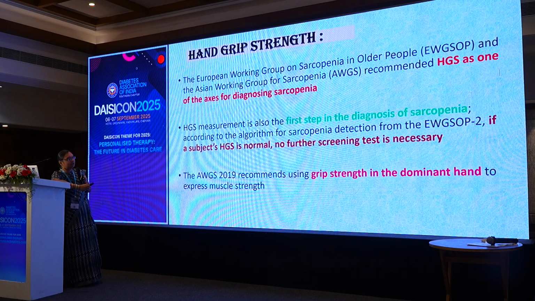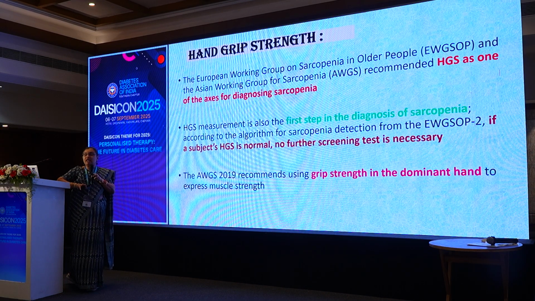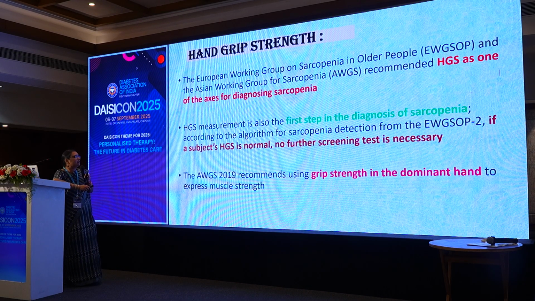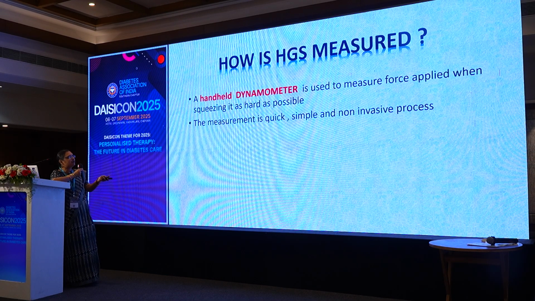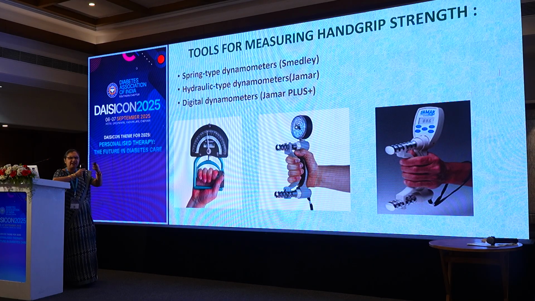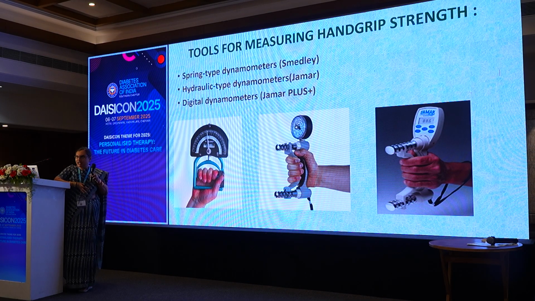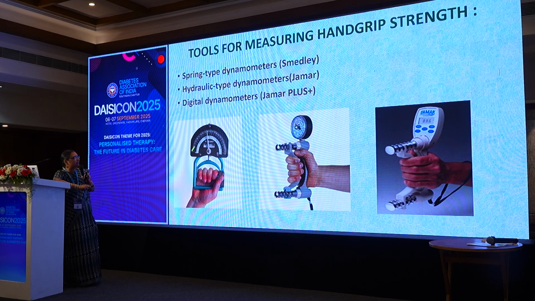And you see that all the working groups on sarcopenia recommend hand grip strength as the first step in diagnosis of sarcopenia. So if this is normal, then further testing is not necessary at all. The Asian Working Group on Sarcopenia in 2019 recommends using grip strength in the dominant hand to express muscle strength. So how is it measured? By using a handheld dynamometer, very easy to measure. We can do it on ourselves, we can do it in clinical practice also. Of course, this is a little costlier, but this is a little cheaper.